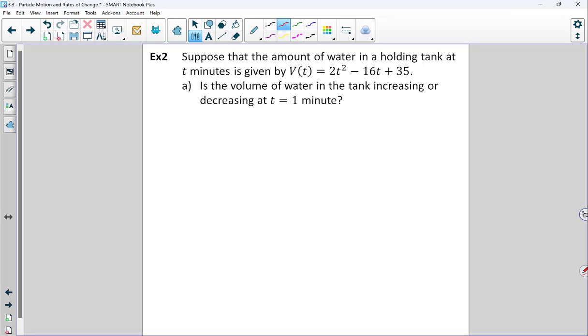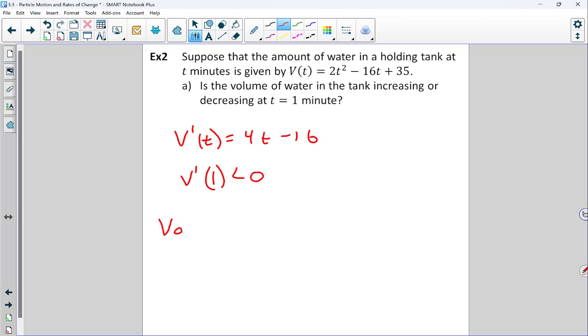So let's do this by hand. V prime of t equals 4t minus 16. So V prime at 1. 1 times 4 is 4. 4 minus 16 is definitely a negative number. So I just care that it's negative.